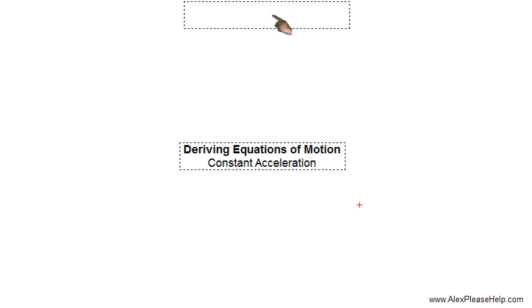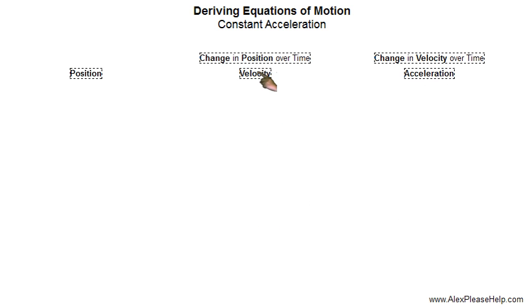Today I'm going to help you derive the equations of motion that are commonly used in physics. And these are all assuming constant acceleration. Acceleration can equal 0, but it cannot change. Okay, there are three important things that need to be brought up before we can get to the equations. And they are position, velocity, and acceleration.